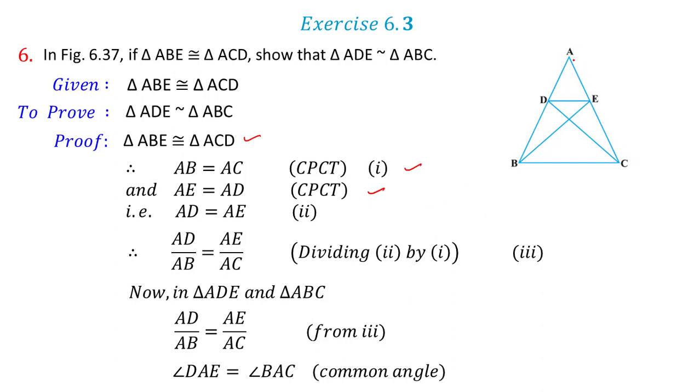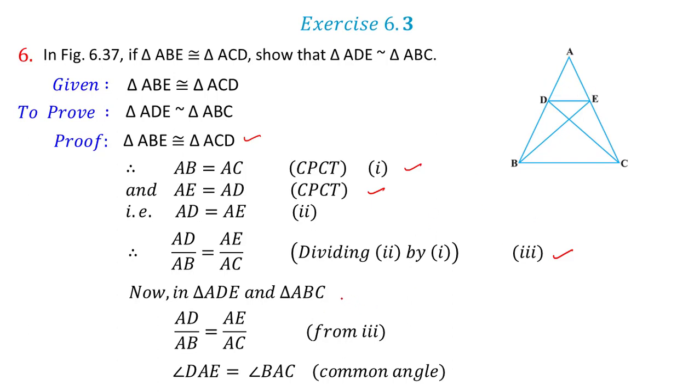in this triangle, we have to prove that triangle ADE is similar to triangle ABC. So here if you divide equation 1 by equation 2, or equation 2 by equation 1, you will get AD upon AB is equal to AE upon AC. This we are going to use by side angle side criteria.